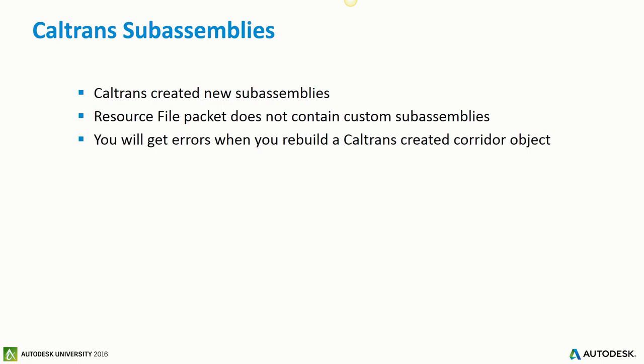So Caltrans sub-assemblies, I want to put this point in there because, one, you are not going to get those sub-assemblies. When you download the resource package, I have a link in my PDF that I gave to you. You can download that. You are not going to get the sub-assemblies from that. If you get a Caltrans file, you may even get errors.